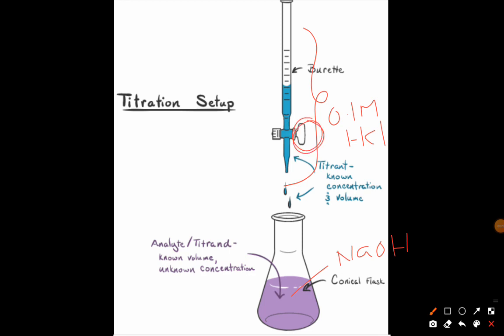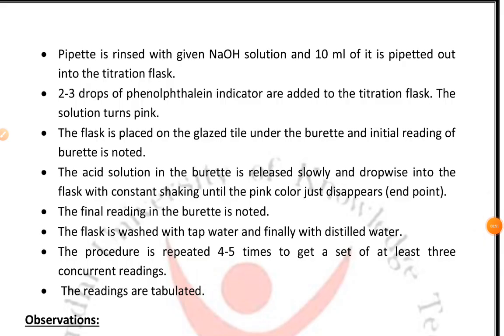By using this stopcock you add the HCl solution drop by drop, with constant stirring. Why do we stir? The reaction has to mix properly, otherwise you won't get the proper end point. So you constantly stir the conical flask for the complete reaction. Our end point is when the pink color just disappears, not completely. That is called the end point.